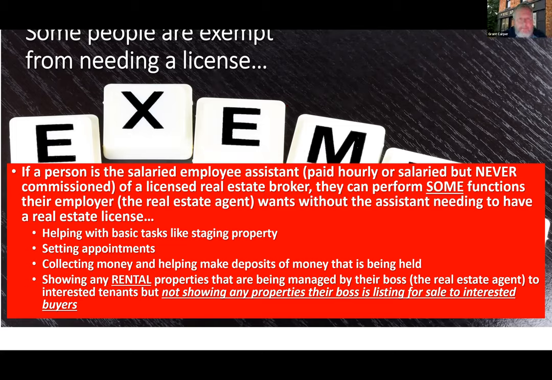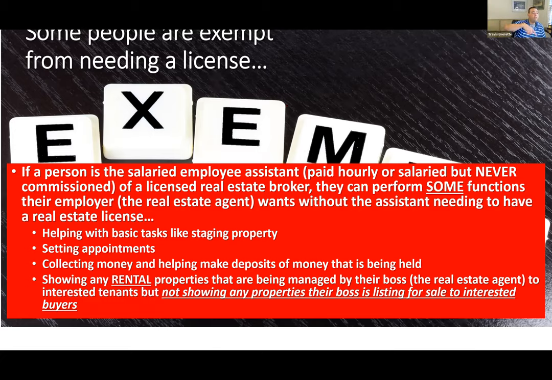So let's talk about what things Eliza, the employee of the real estate broker, can do, and more importantly, what things she cannot do. She can do basic things. She can stage property. She can put up signs. She can set appointments for Seth to go. So if Seth wants to do 10 showings this afternoon, do you think Eliza can set all the appointments for him if she's his salaried employee? Yes, she can.